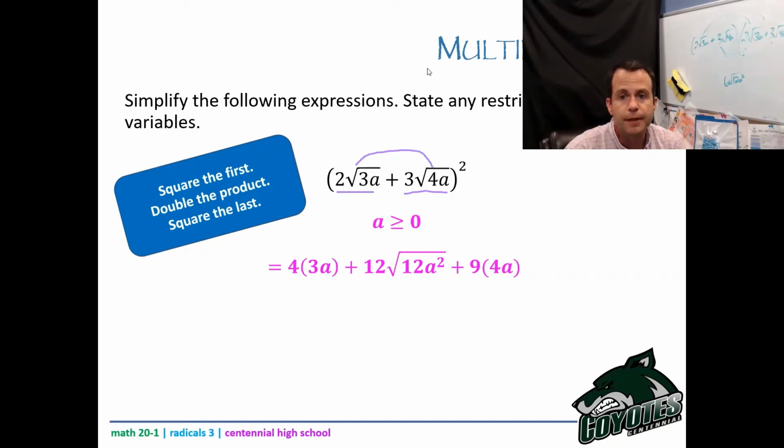Now I've got 4 times 3a is 12a. That'll be 36a. I can put those together. 12 and 36 are 48a. And then I want to simplify this guy. 4a squared is all a perfect square there. That can come out to be 2a. And then that would leave me with root 3a. I have a 2a on the outside, so 12 times 2a would be 24a.